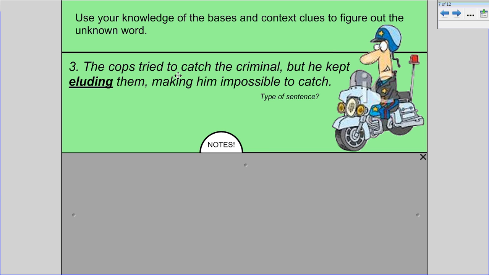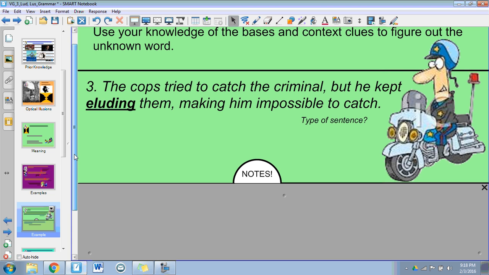All right, our next word is elude. In this sentence, I'm using the word as eluding. Okay, write that down. Here is your sentence. The cops tried to catch the criminal, but he kept eluding them, making him impossible to catch.